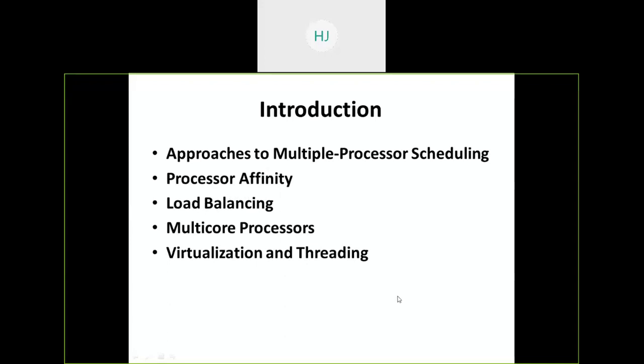The second approach is called symmetric multiprocessing, where each processor is self-scheduling. All processes may be in a common ready queue, or each processor may have its own private queue for the ready processes. Scheduling proceeds by having a scheduler for each processor examine the ready queue and select a process to execute.